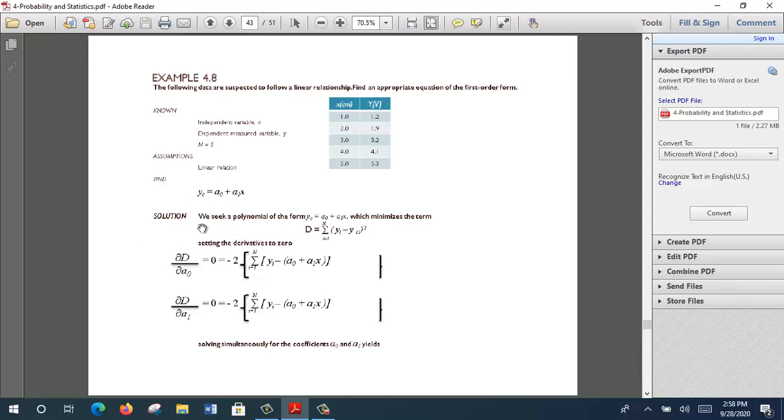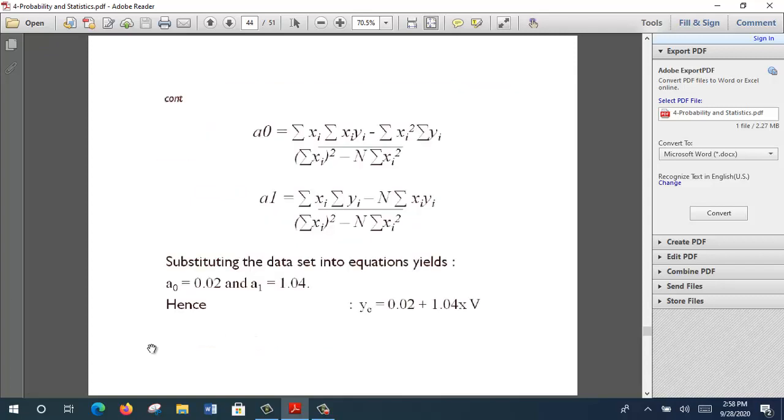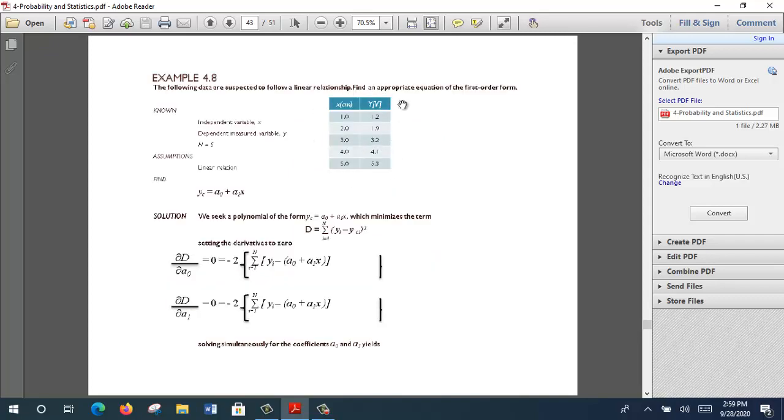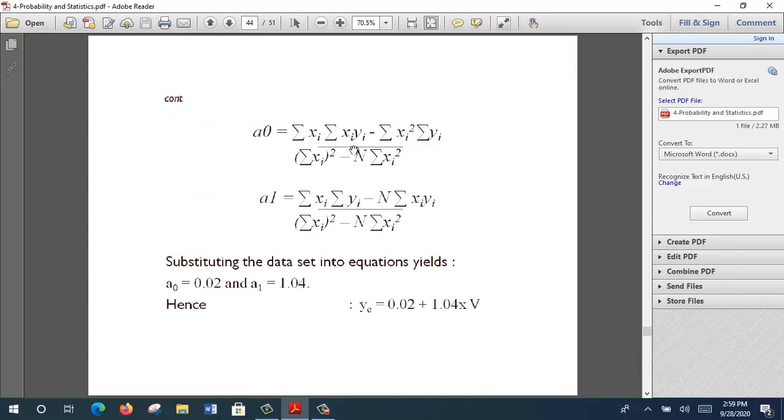Solution. So this is the D that we talked about before. In order to find a0 and a1, we need to use these equations. The summations of xi times yi, you can calculate from this formula. You get these numbers and substitute them into the equations, and then you will get a0 equals 0.02 and a1 equals 1.04.